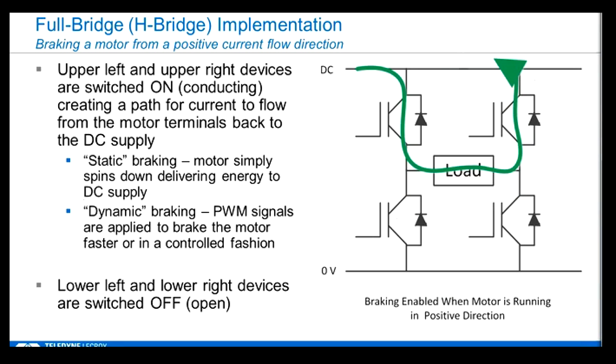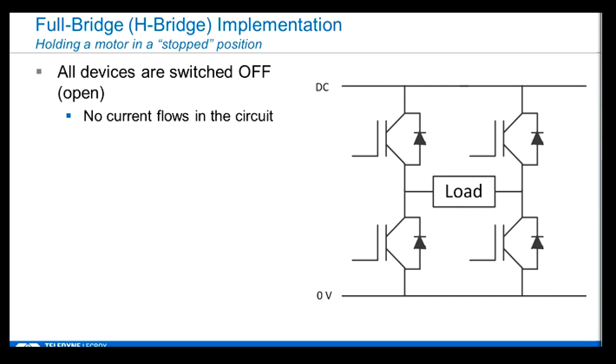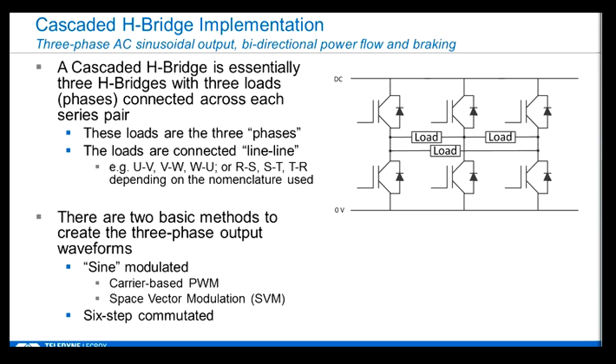And I can also do some other things. For instance, if this was a single-phase motor drive, I can route the current flow this way. And that would brake the motor when it was running in a positive direction. Or I could route the current flow this way, and that would brake the motor when it was running in the negative direction. Or I could just switch every device off and have no current flowing in the circuit, let the motor coast down. So there's a lot of opportunities. A full bridge like this gives me a lot of capability to control.